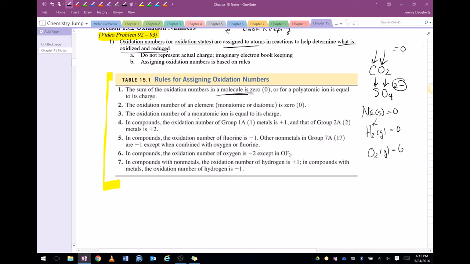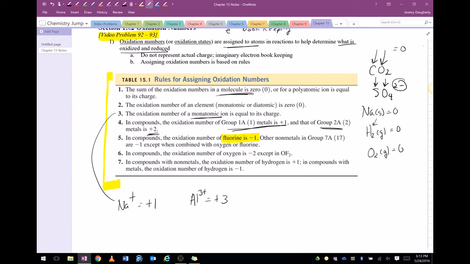The oxidation number of a monatomic ion is equal to its charge. So for that, we're saying sodium plus has an oxidation state of +1. Aluminum 3 plus has an oxidation state of +3. In compounds, the oxidation number of group 1 metals is +1. Group 2 metals is +2. Again, it sounds an awful lot like the charge, but it is not. In compounds, fluorine is always -1, never an exception.